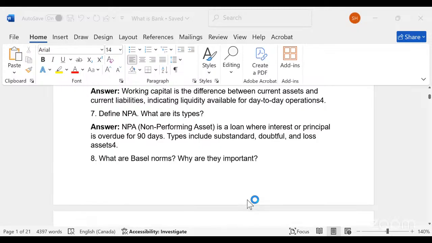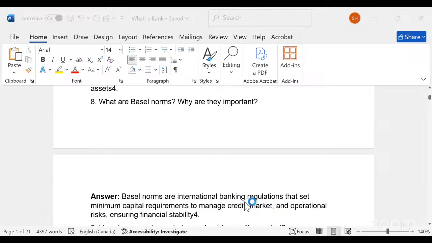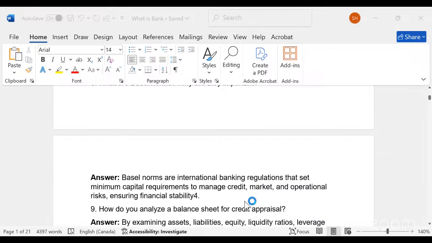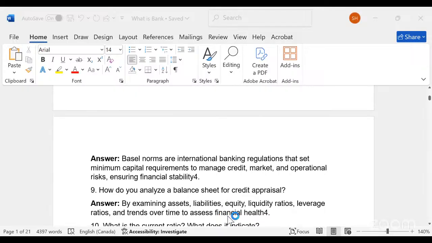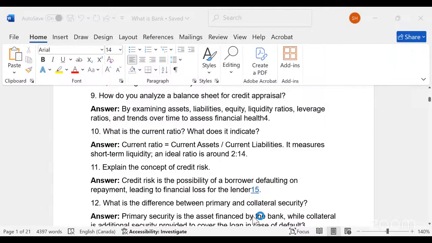What are Basel norms? Why are they important? Basel norms are international banking regulations that set minimum capital requirements to manage credit, market, and operational risk, ensuring financial stability. Then, how do you analyze a balance sheet for credit appraisal? By examining assets, liabilities, equity, liquidity ratios, leverage ratios, and trends over time to assess financial health.